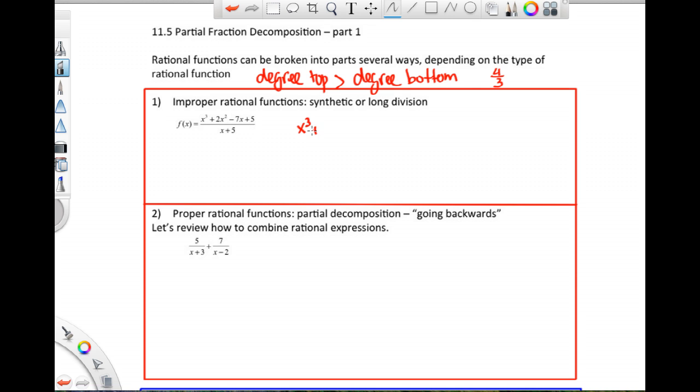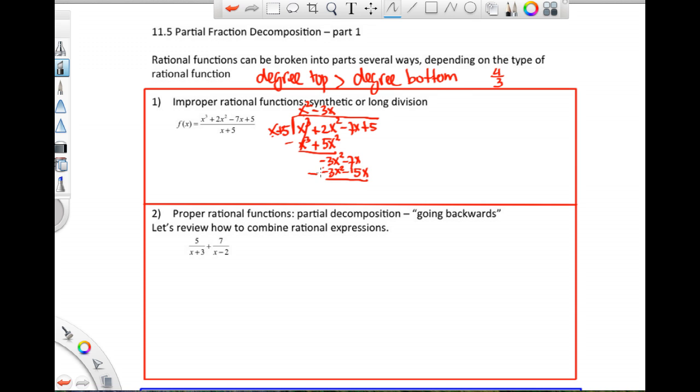So we have x cubed plus 2x squared minus 7x plus 5, and we are dividing by x plus 5. That means you need an x squared over here, because x squared times x is x cubed, plus 5x squared. So we multiply this way and get 5x squared. Subtract: 0, and 2 minus 5 is negative 3x squared, minus 7x. The next thing I need is a negative 3x, because negative 3x times x is negative 3x squared, and negative 3 times 5 is negative 15x.